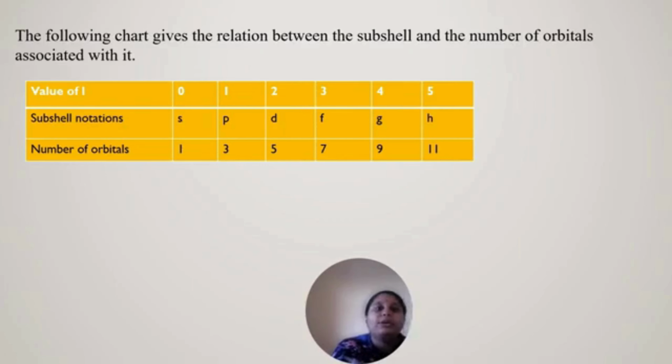So these are the notations, or the relation given between the subshell and the number of orbitals associated with it. Value of L: 0, 1, 2, 3, 4, 5. Subshell notation: s, p, d, f, g, h. And the number of orbitals is 1, 3, 5, 7, 9 and 11.